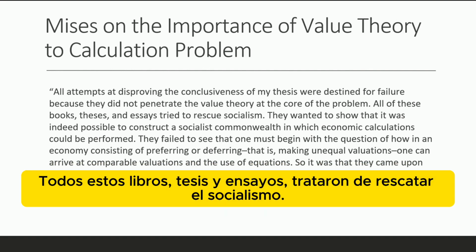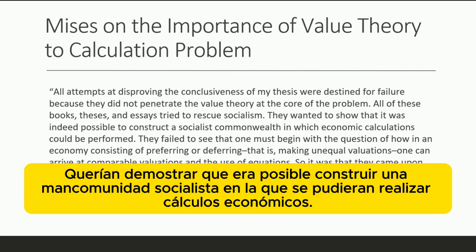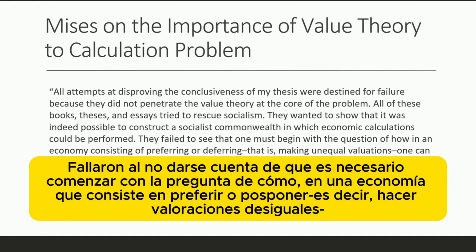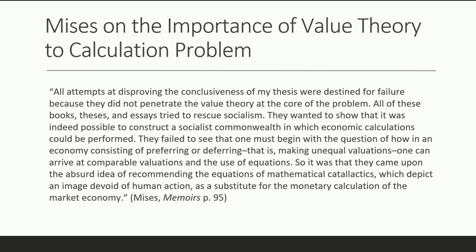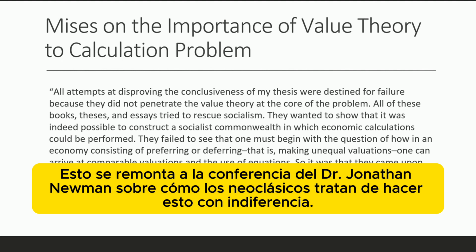All of these books, theses, and essays tried to rescue socialism. They wanted to show that it was indeed possible to construct a socialist commonwealth in which economic calculations could be performed. They failed to see that one must begin with the question of how, in an economy consisting of preferring and deferring, that is, making unequal valuations, one can arrive at comparable valuations in the use of equations. And this goes back to Dr. Jonathan Newman's lecture, how neoclassicals try to do this.